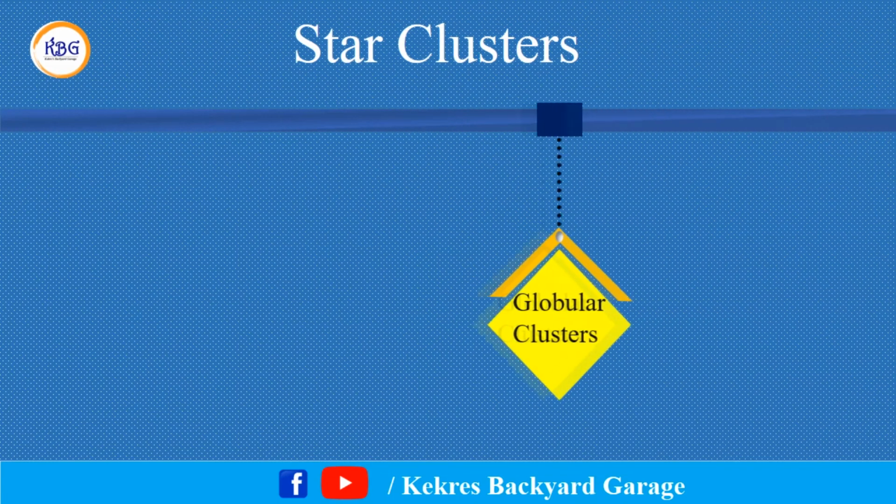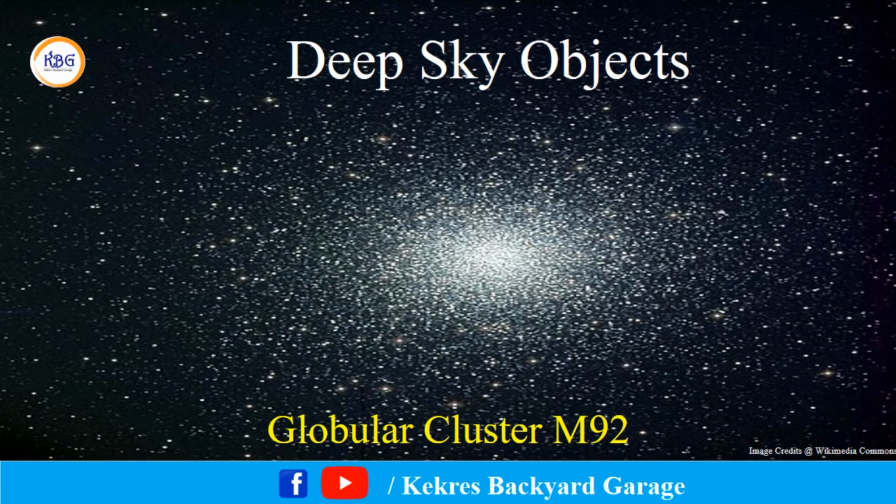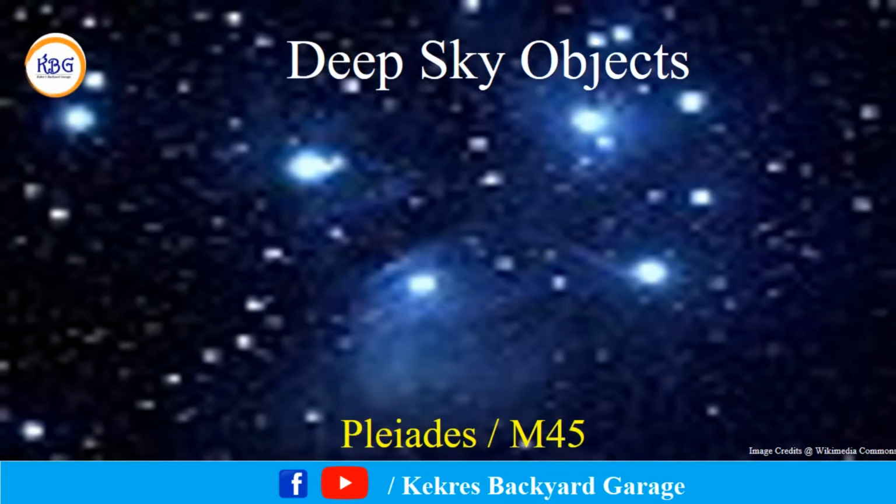Star clusters are large groups of stars and are classified as globular clusters and open clusters. Globular clusters are tight groups of many stars which are gravitationally bound to each other. M92 is a globular cluster in Hercules constellation. It is 26,700 light years away from us.